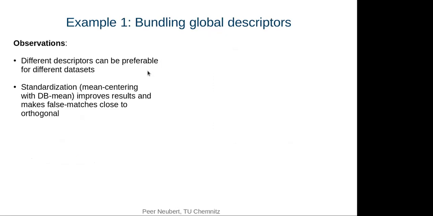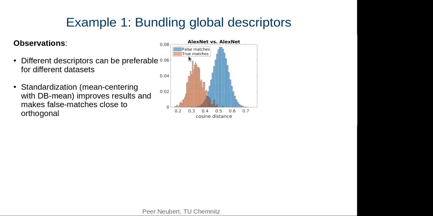Also, we can make the observation that a standardization transformation, maybe as simple as mean centering with the mean descriptor over all database images, can improve the place recognition results and can make false matches close to orthogonal. So what does this mean? We have already seen this distribution. The red distribution is the histogram of cosine distances of different images of the same place, and the blue distribution is images of different places.